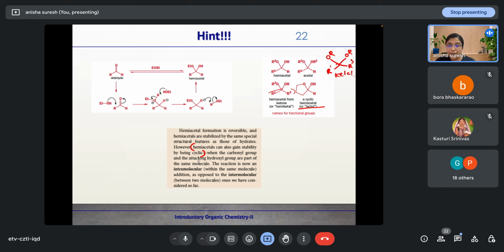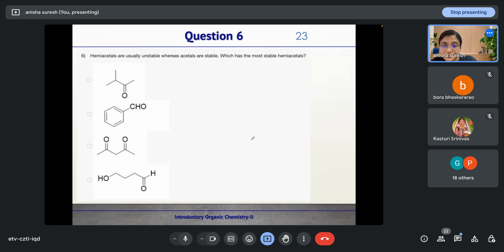When the carbonyl compound and the attacking hydroxyl group are part of the same molecule, the reaction is now an intramolecular addition within the same molecule, as opposed to the intermolecular ones. So that is the reason why it is gaining extra stability. Hemiacetals are being cyclic, so they gain extra stability. Fine. So the right option is option D. Any doubt?